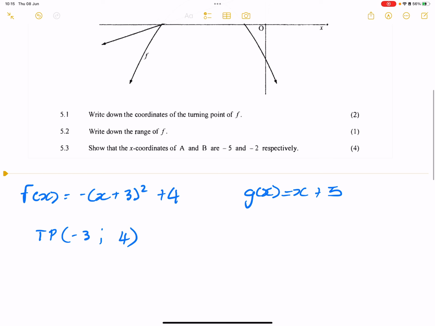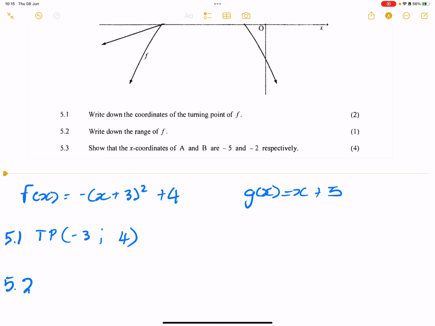Now, let's answer 5.1. They said to us we should write down the coordinates of the turning point. Well, actually, we've just answered that. And you see how they said write them down? So it does suggest that they're sitting right in front of you. So in this case, that would be negative 3 and 4, right?